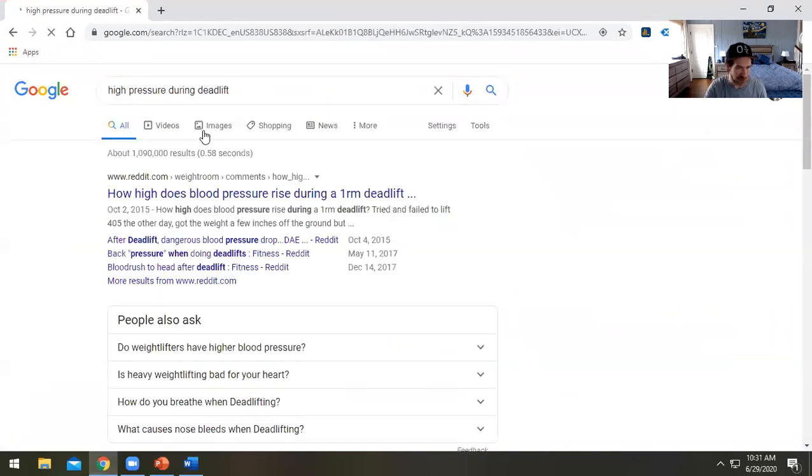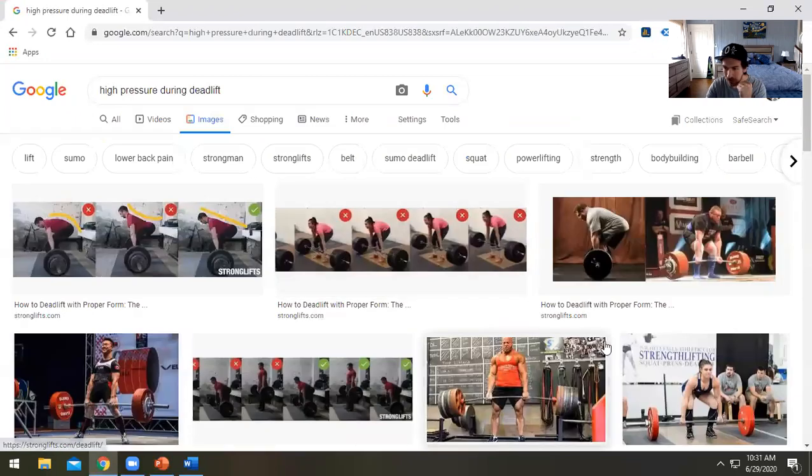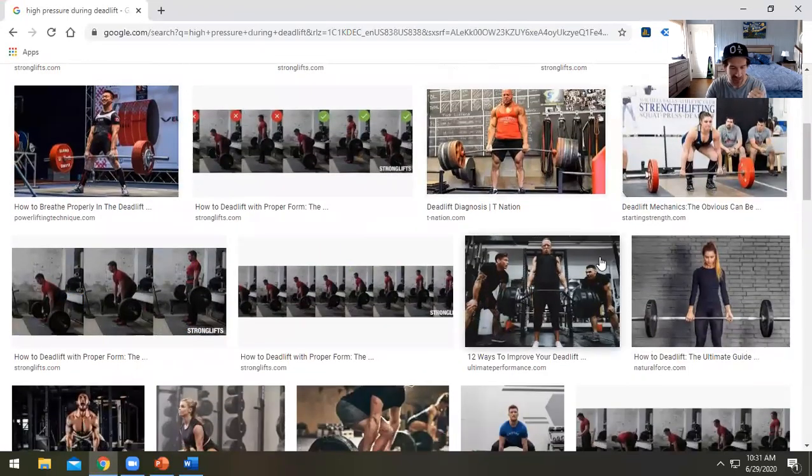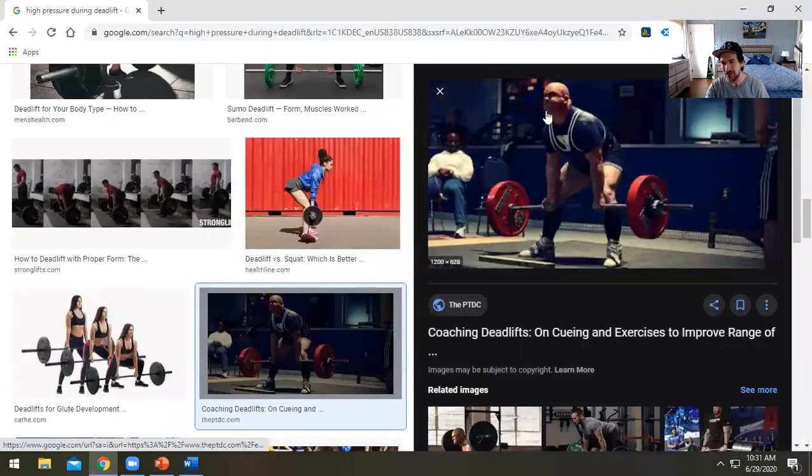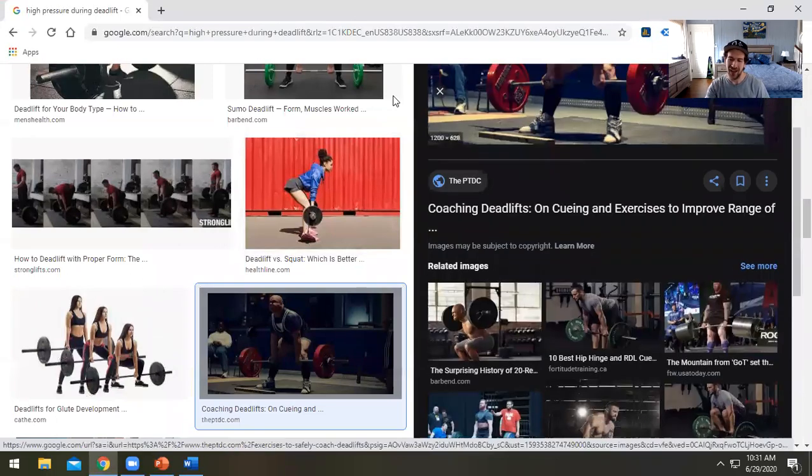I just want to find a funny picture here. Funny picture, funny picture. I was hoping to see a picture of a guy who looks like his head's going to explode. It's probably a picture of that. Yeah, you can see some veins there.